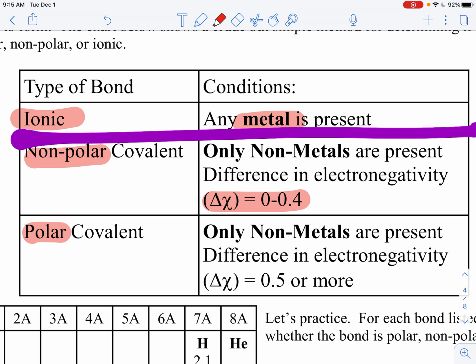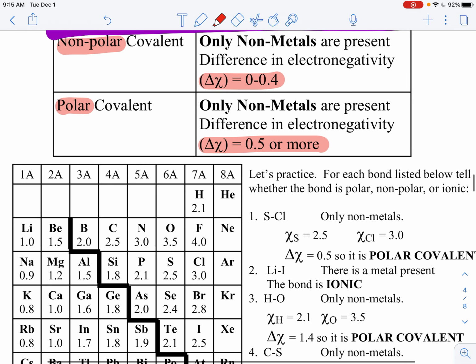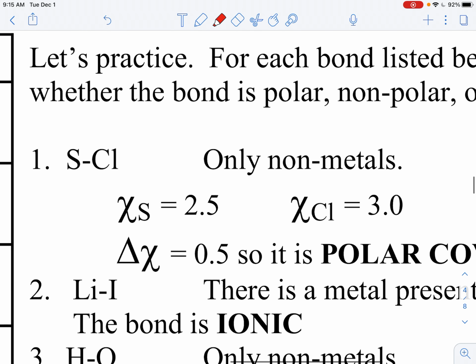You're going to have a polar bond if your difference in electronegativity is 0.5 or more. So here's what I mean by that. Let's take a look at S and Cl. First of all, they are nonmetals, S here and Cl here. And because they're nonmetals, it's going to be covalent. Remember, if it's ionic, there's any metal that's there. So because S and Cl are there, it is going to be covalent.